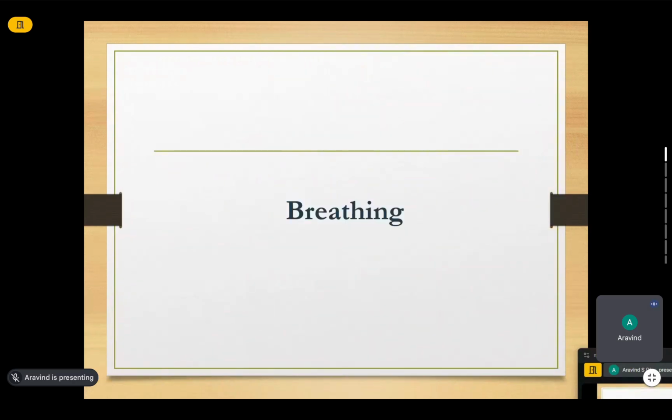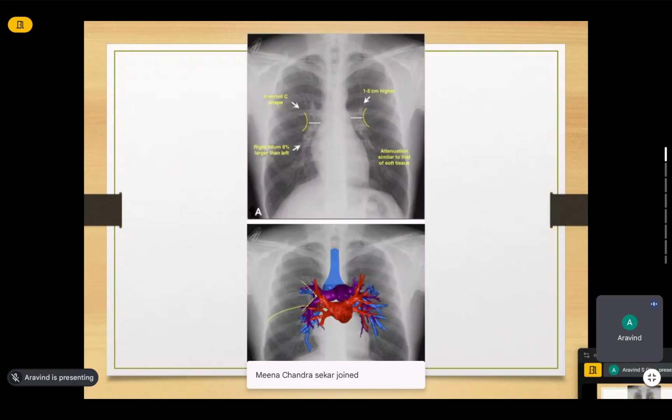So next, breathing. The structures involved in the lungs and its associated structures.